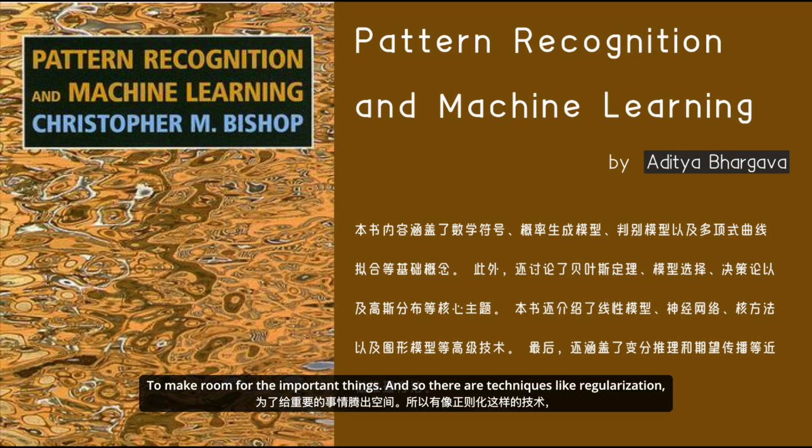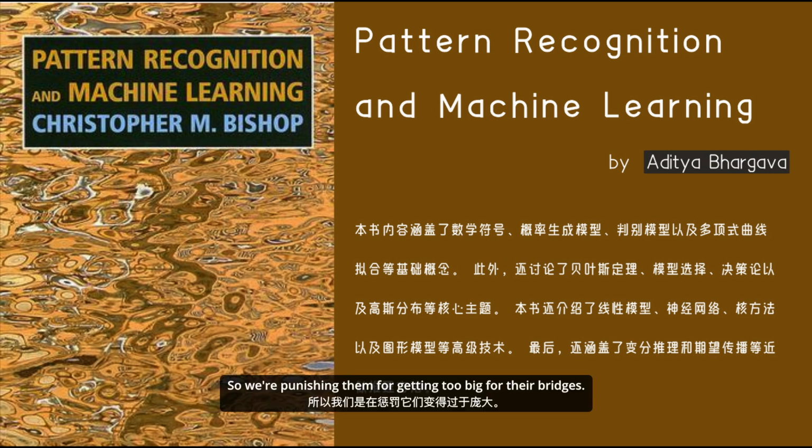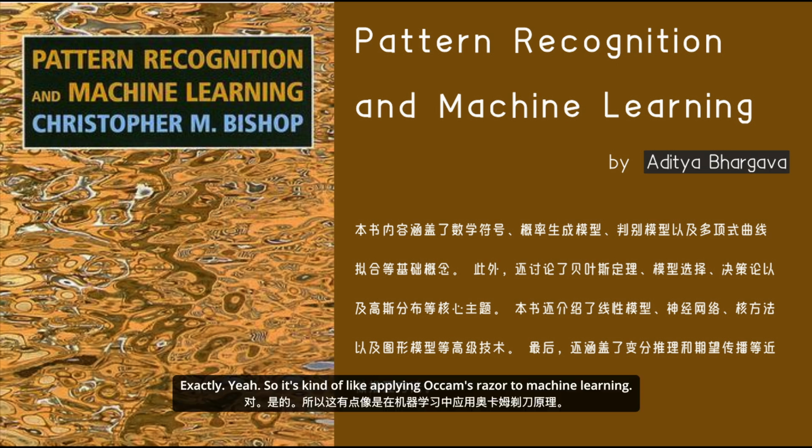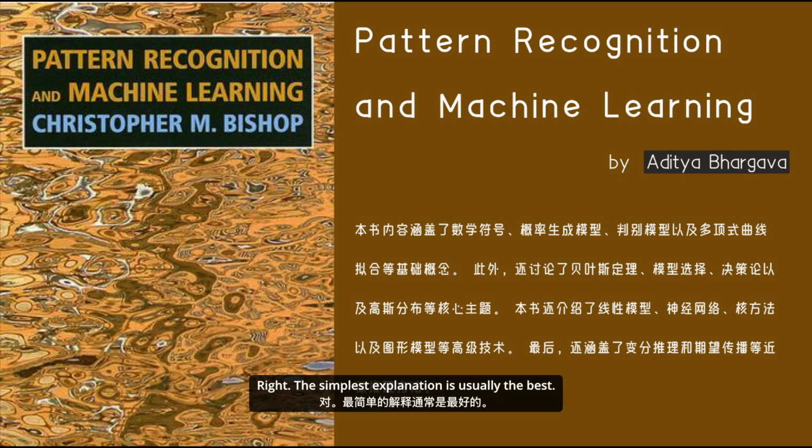To make room for the important things. And so there are techniques like regularization, specifically weight decay, which basically penalize models that are too complex. So we're punishing them for getting too big for their britches. Exactly, yeah. So it's kind of like applying Occam's razor to machine learning. Right. The simplest explanation is usually the best.